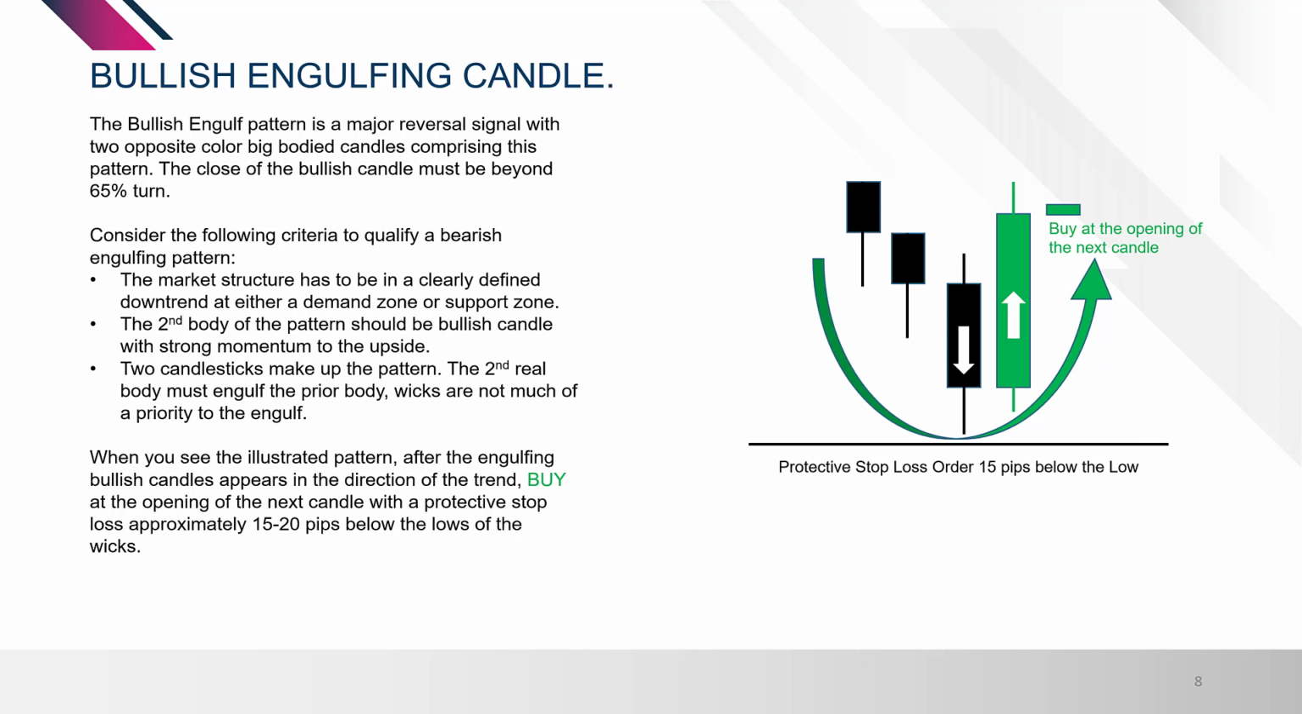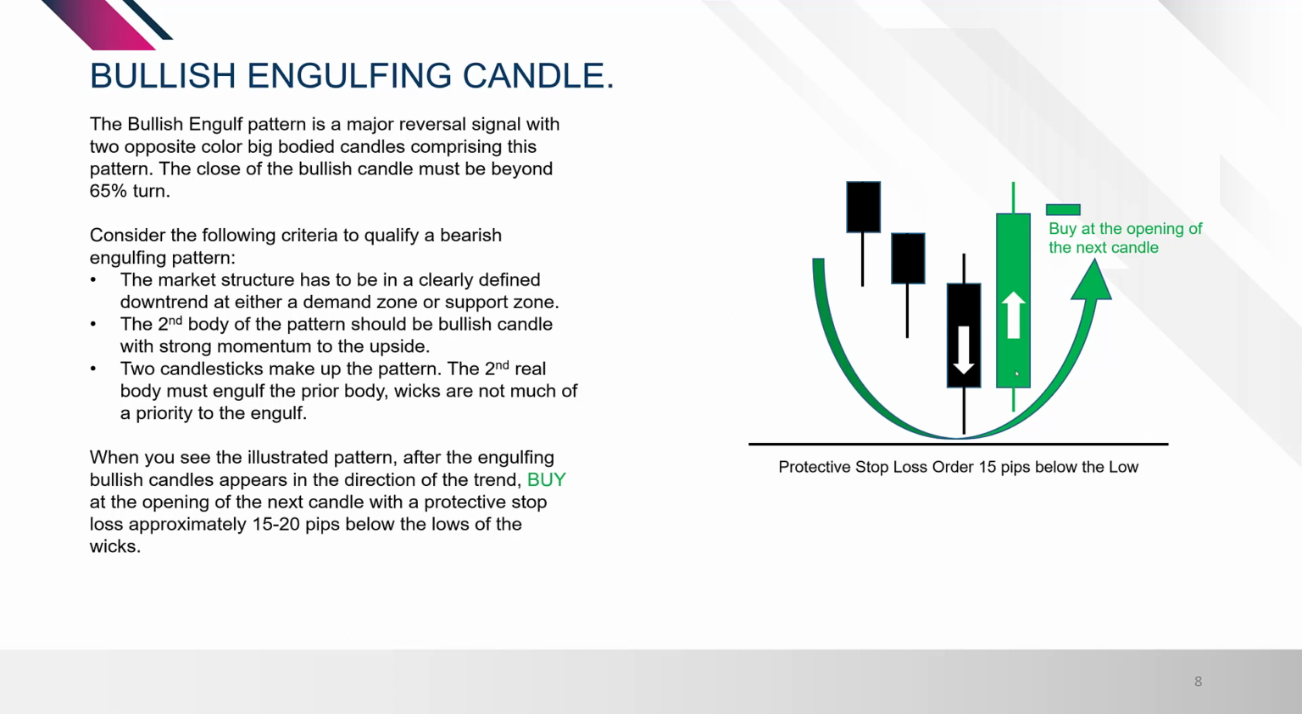Consider the following criteria to qualify a bullish engulfing pattern. The market structure has to be in a clearly defined downtrend at either a demand zone or support zone. Price here has to be at least approaching a support zone or at a higher time frame demand zone. The second body of the pattern should be a bullish candle with strong momentum to the upside, which is illustrated by this green candle here. Two candlesticks make up the pattern.